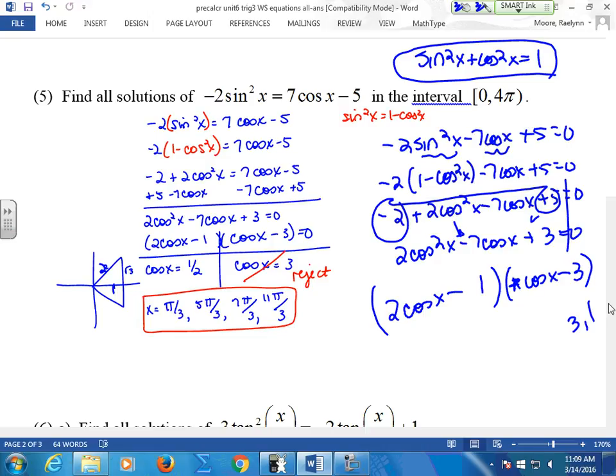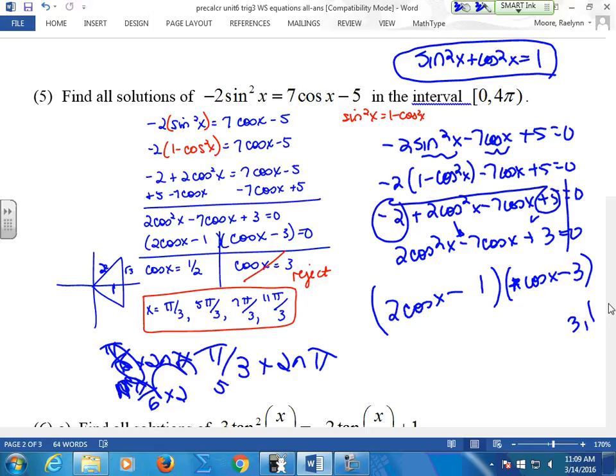So I name this one and this one. If I'm doing all solutions, then this guy would be pi over 3 plus 2n pi, and this guy would be 5 pi over 3 plus 2n pi. Oops, sorry, 60 degrees is pi over 3. Start again. Pi over 3, and then 5 pi over 3, if I wanted all solutions.